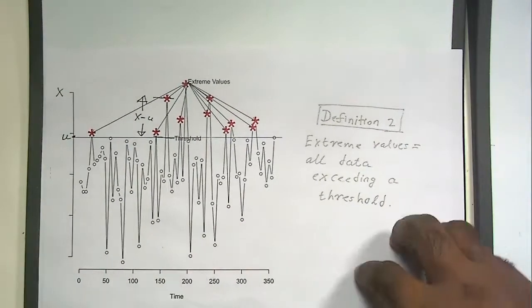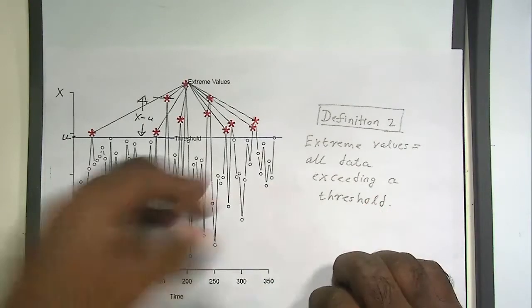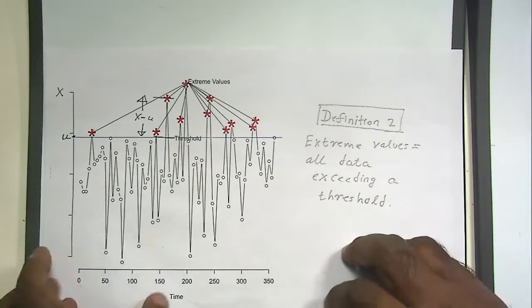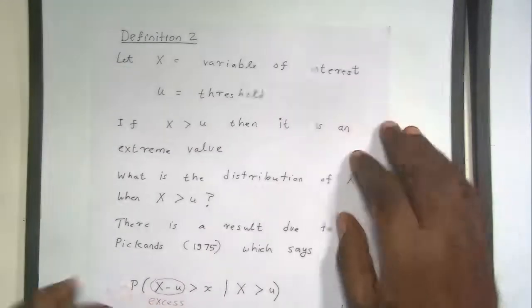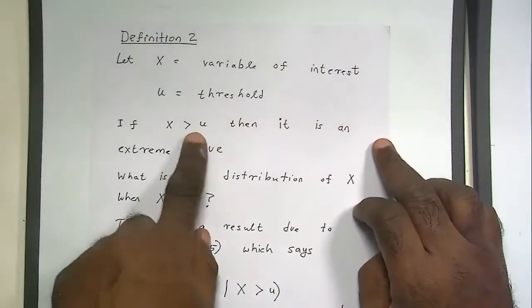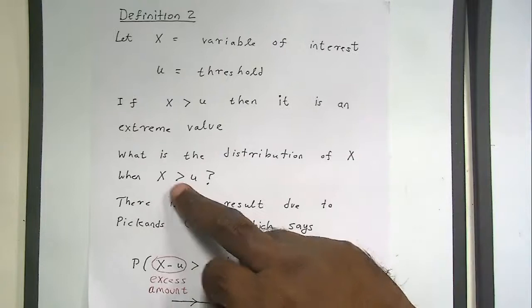All right, now let me briefly go through what we did yesterday. Yesterday we looked at definition 2 of extreme values, which is this picture here. Definition 2 says everything that goes above a threshold is an extreme value. So according to definition 2, you have a variable of interest, which is x, and u, which is the threshold. If x is greater than u, then it's an extreme value. So the question is, what is the distribution of x when x is greater than u?